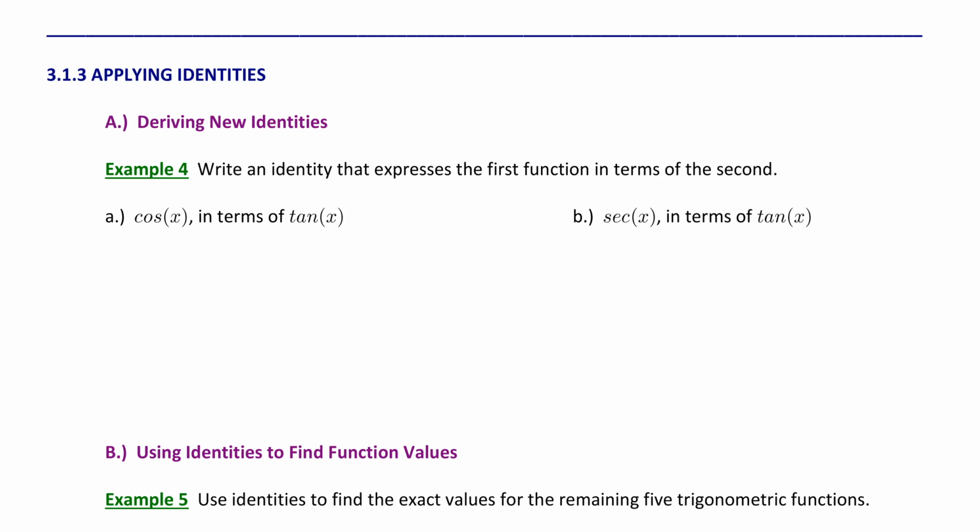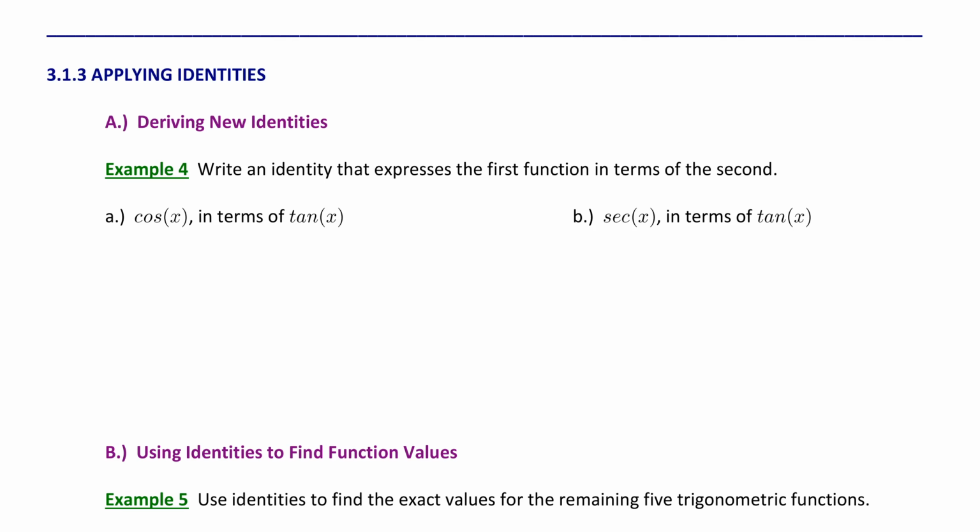Example 4 says, write an identity that expresses the first function in terms of the second. In example A, we want to write cosine of x in terms of tangent of x. So to begin this problem, I need to think about the relationship between cosine and tangent. We know that tangent of x is equal to sine of x over cosine of x, but I'm looking to write cosine of x completely in terms of tangent of x.